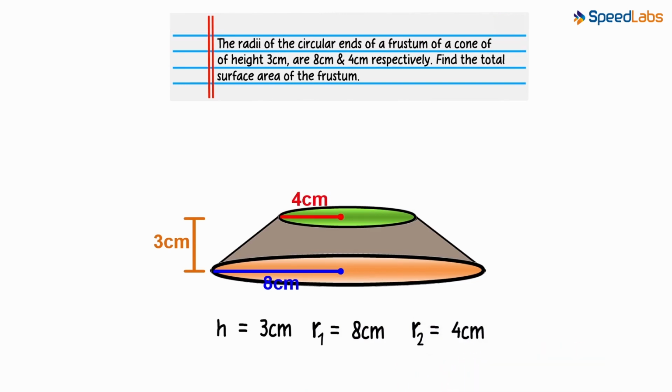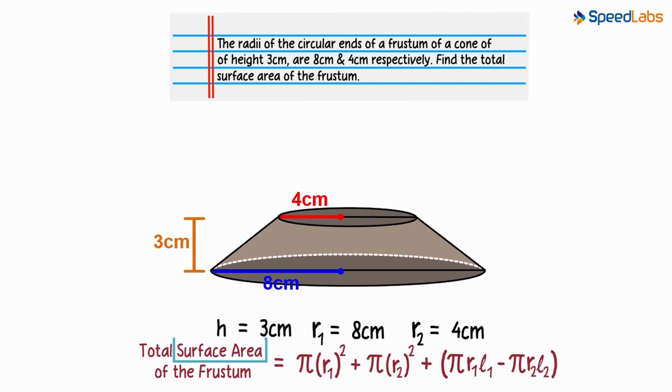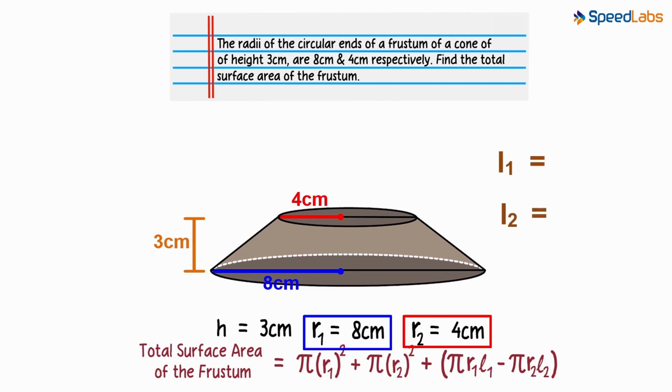Do you remember the formula for its surface area? It's pi r1 squared plus pi r2 squared plus pi r1 L1 minus pi r2 L2. Do we have everything required in the formula to calculate the surface area? The answer is no. We have values of r1 and r2. We don't have the values of L1 and L2. But what are L1 and L2?